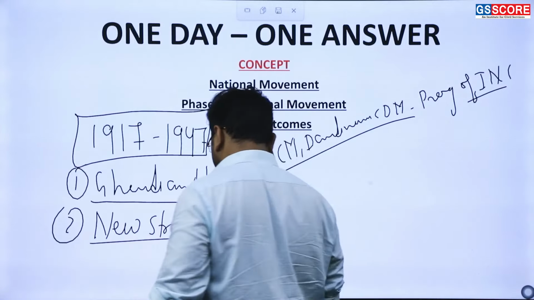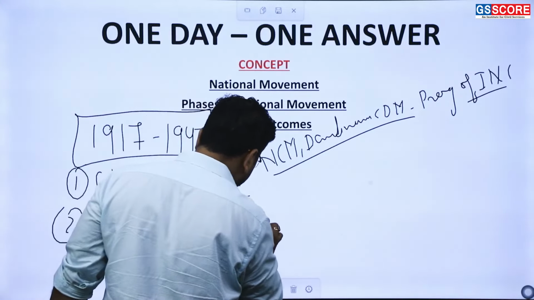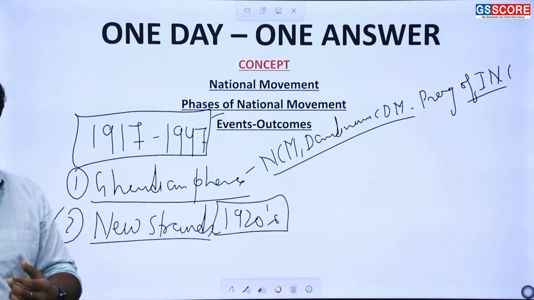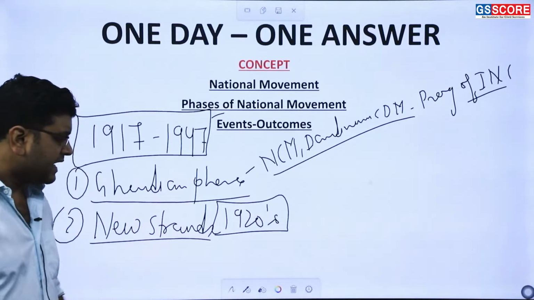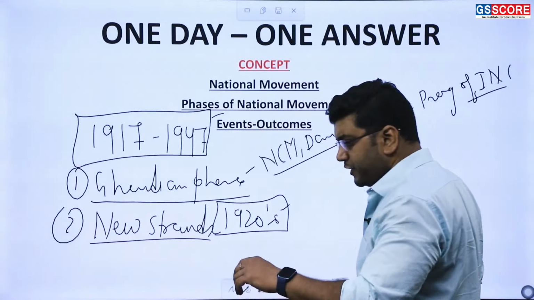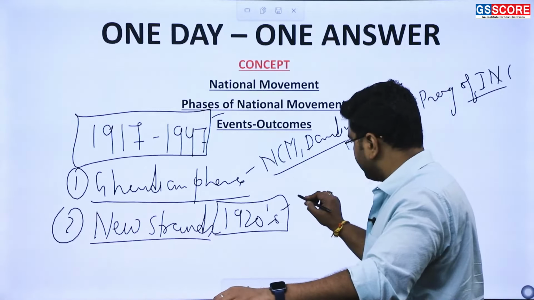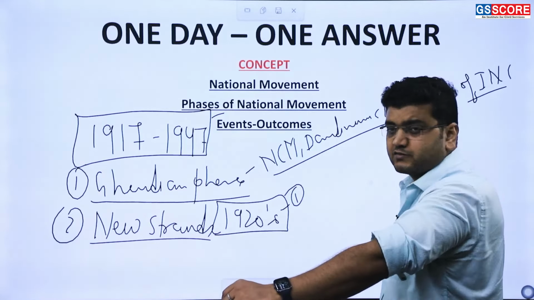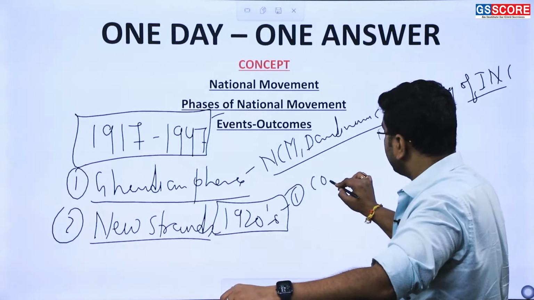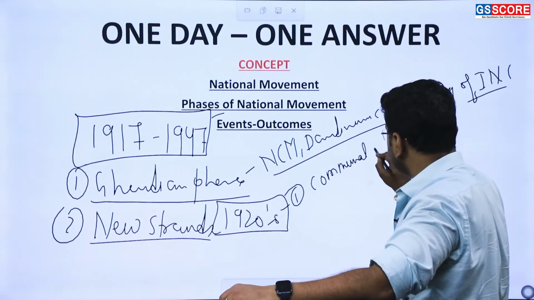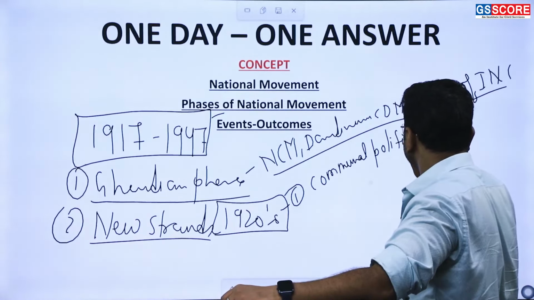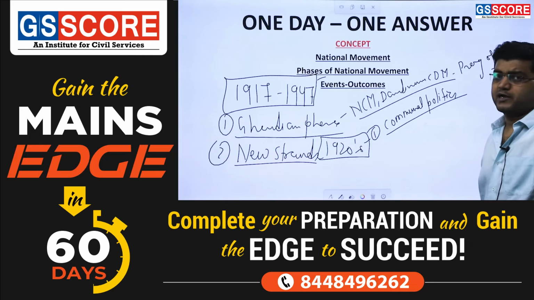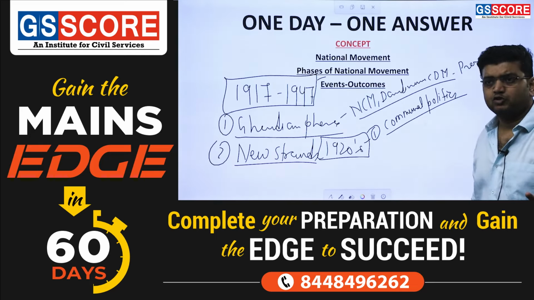Now in the new strands you will find that in the decade of the 1920s there were new strands coming in, meaning new themes, new participation, new voices coming into the national movement, and these voices were basically dominated by ideologies. The first ideology, which was a result of the communal electorate and the divide and rule policy of the British, was the rise of communal politics. This was the chief feature in the national movement. The voices were being raised for interest-based political participation, be it the Muslim League, Hindu Mahasabha, etc.